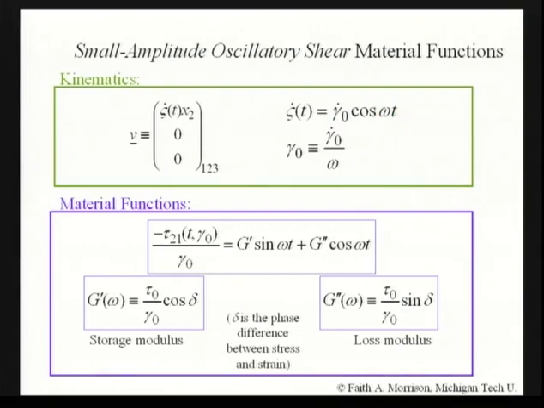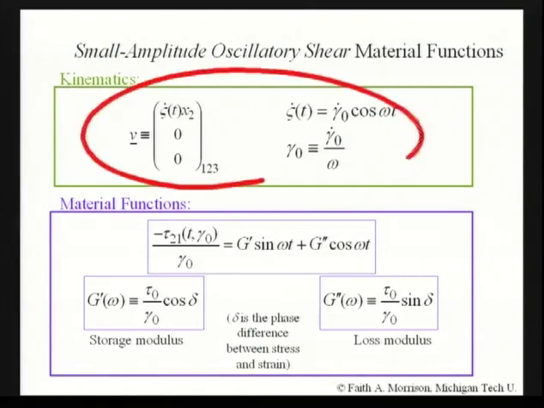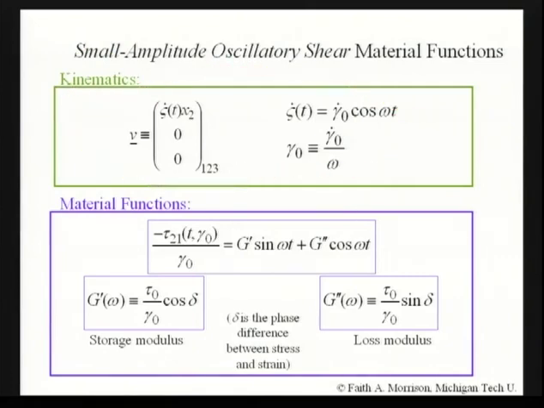Now, when we impose these kinematics, kine from the Greek meaning motion, when we apply this motion, we get a certain stress response. And then from the stress response, we define the material functions. The material functions are, in this case, G prime and G double prime.